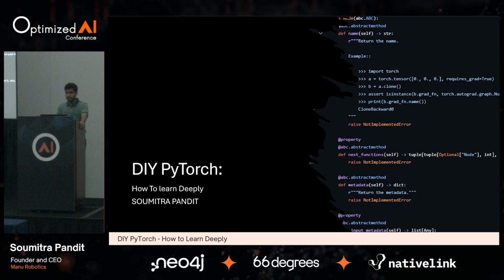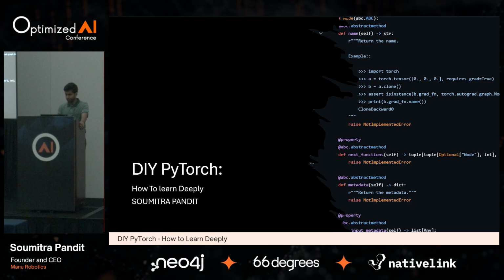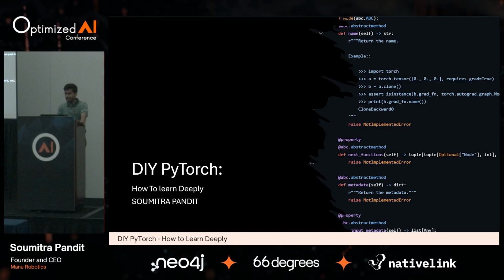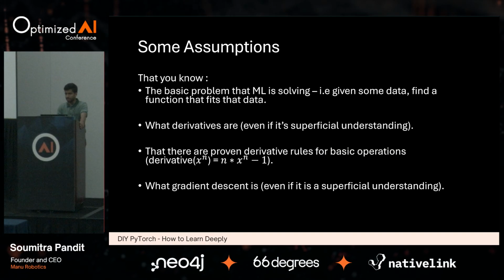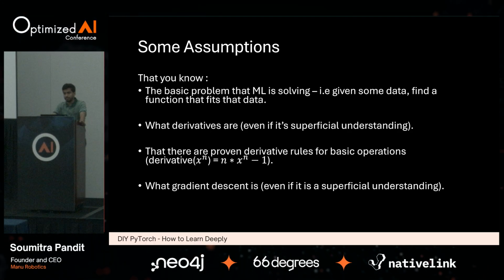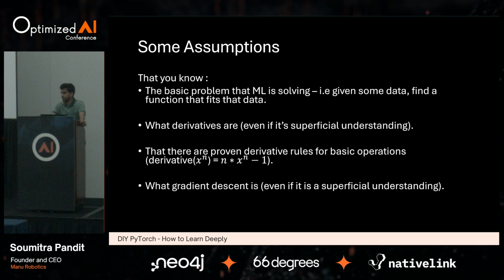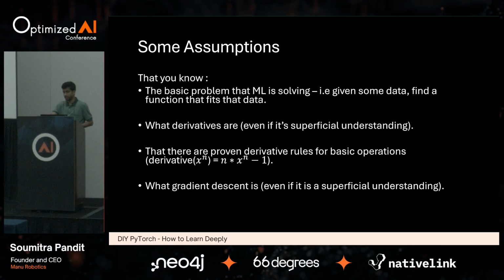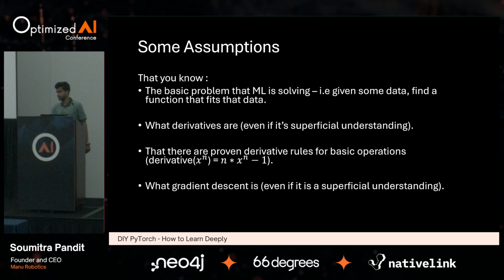Today I'm going to talk about PyTorch, and I have some assumptions about you guys. So I'm assuming that all of you are familiar with the basic problem that ML is solving. We have nature as a function, and we have to figure out what that function is from some noisy data that we have gotten from some measurements.